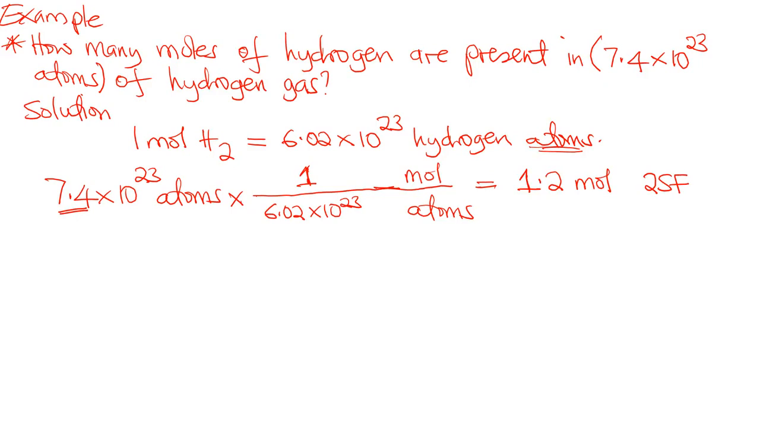So you just multiply the given value times the conversion factor, but you need to follow the units. If you have atoms up here, you need to have atoms down here. So if you have used atoms, the remaining unit goes up, it will be a mole, and then you get 1.2 mole to 2 significant figures.